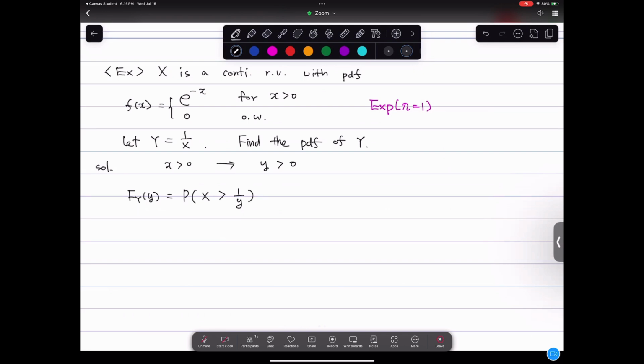So from the previous example, now I'm ready to do my integration, which I don't even have to. Remember, this x is exponential distribution. What it means is I have to integrate your density function, e to the power of negative x, with respect to x going from 1 over y to infinity.